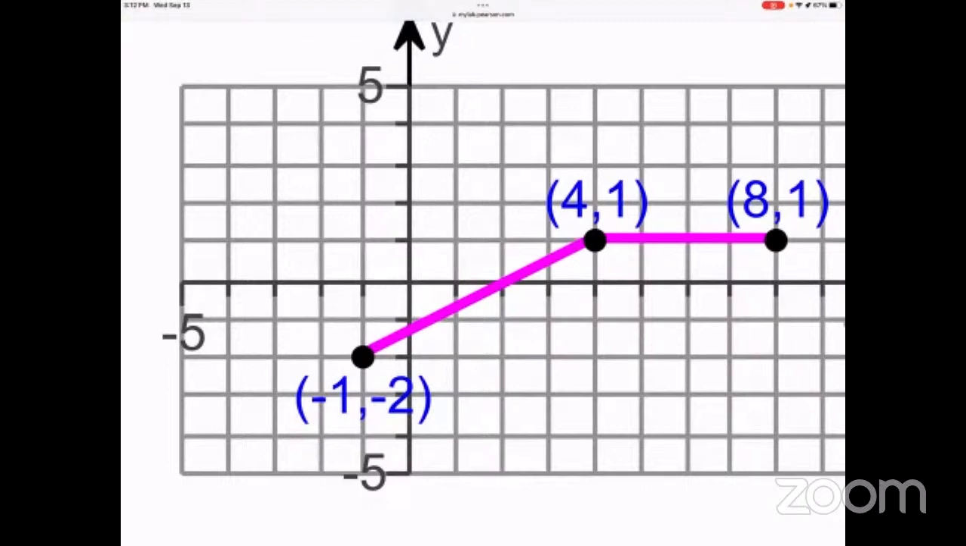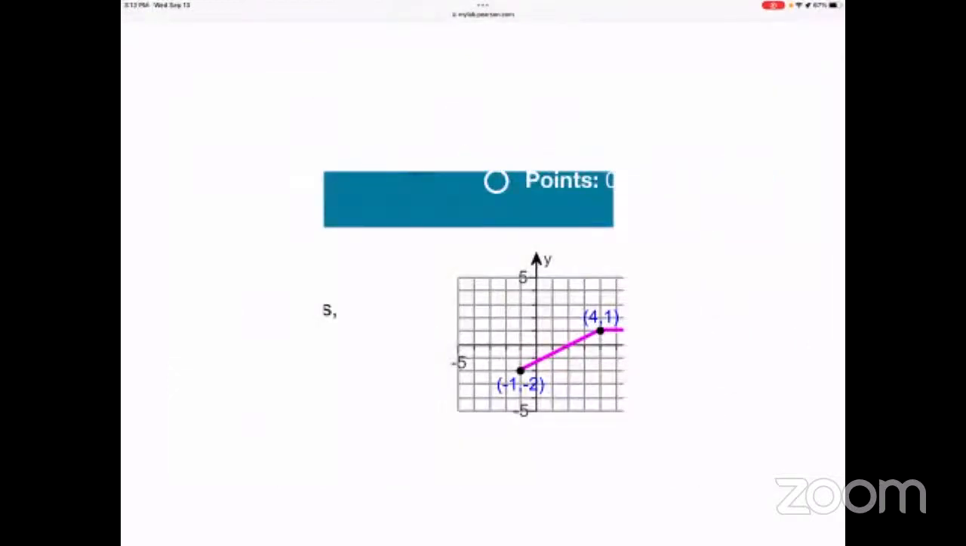So what I'm going to do is find the equation of the line through those 2 points and then use that equation to find the intercept, right? So let's find the equation of the line through these 2 points.